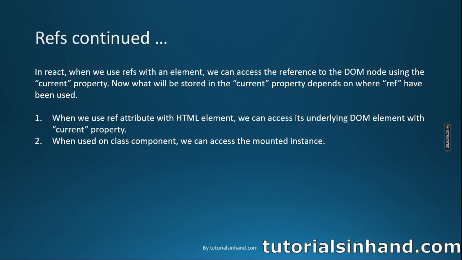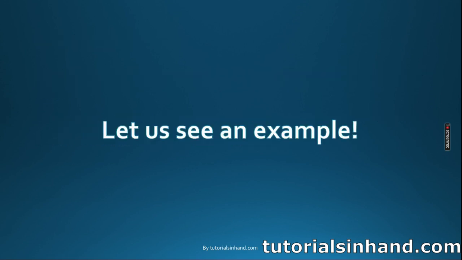Now what will be stored in the current property depends on where the ref has been used. When we use the ref attribute with an HTML element, we can access its underlying DOM element with the current property. When used on a class component, we can access the mounted instance. Okay. So I hope by this the theoretical part of refs is clear to you. Now let's move to the code and learn by doing a hands-on.